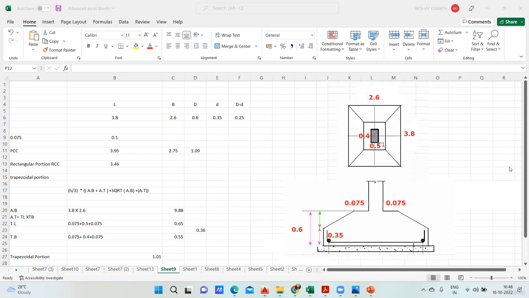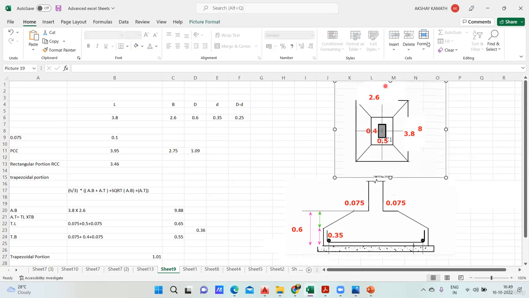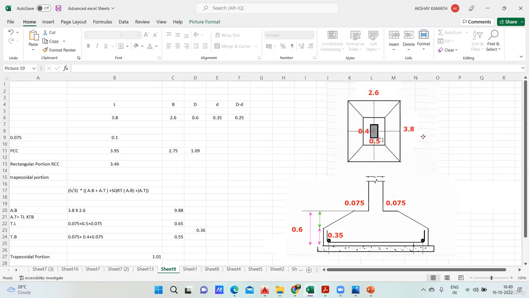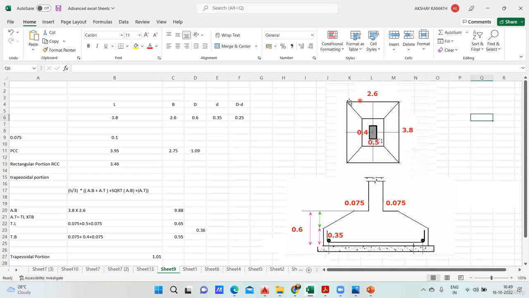Okay, give me a minute. Done. Now it is clear. So this is my breadth, which is 2.6, and this is my depth, or let us say the length of the footing, which is 3.8 meter.